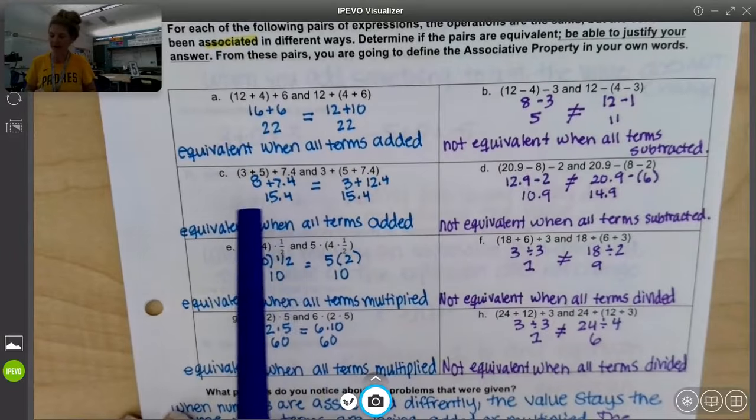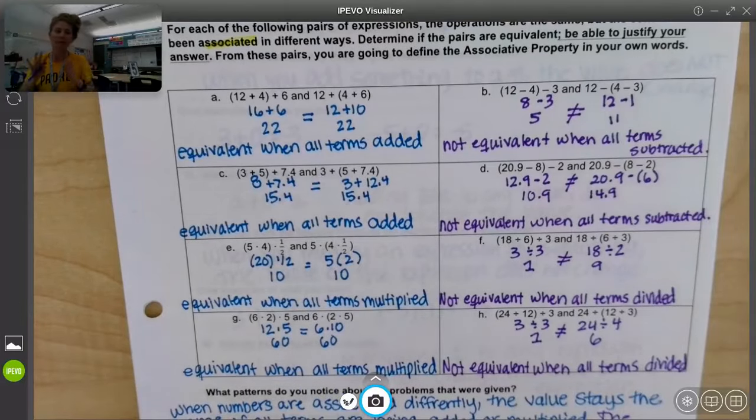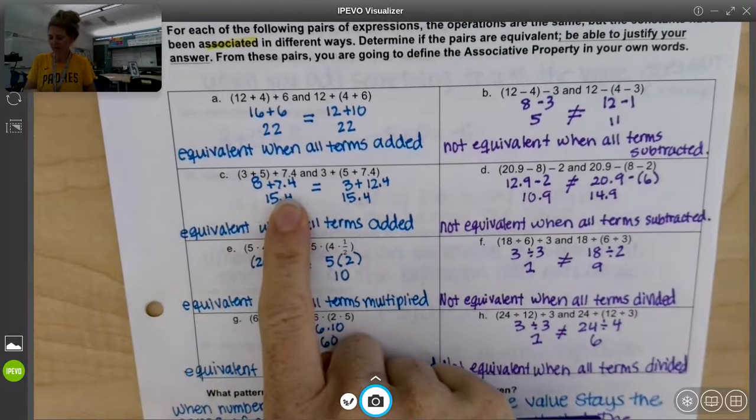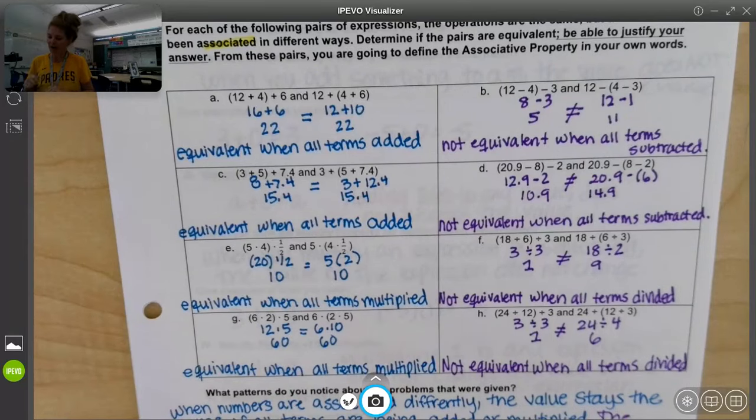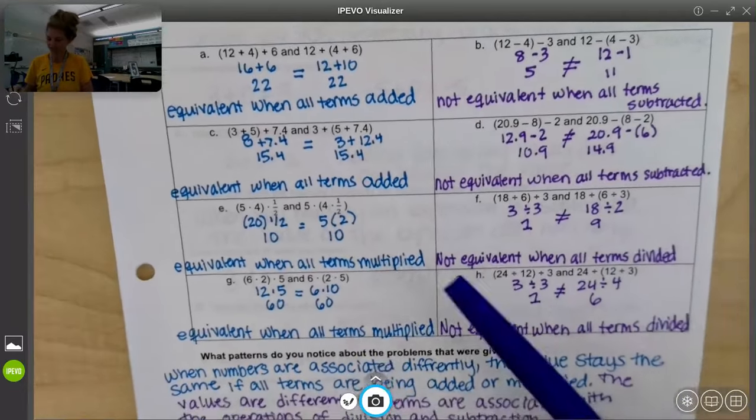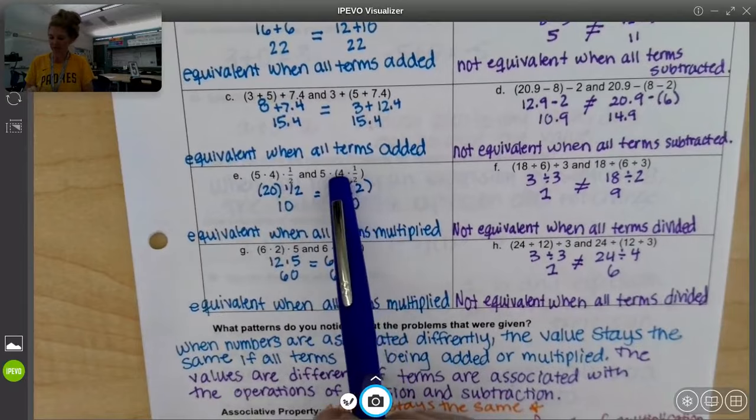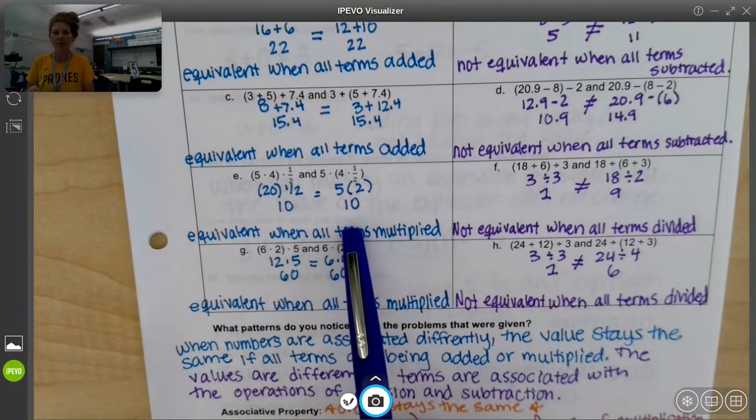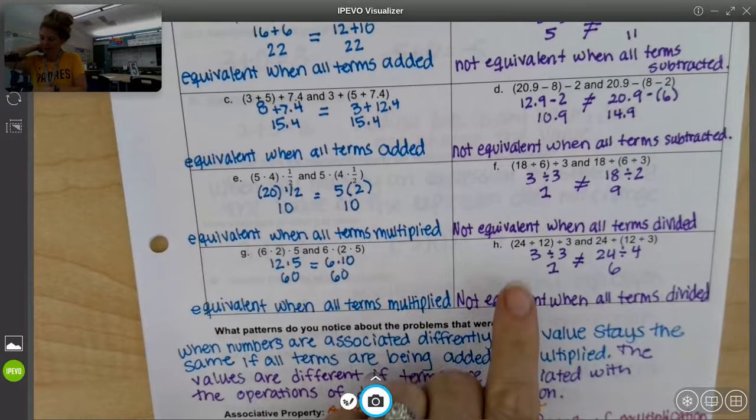What if all the terms are adding? Again, notice 3, 5, 7.4, 3, 5, 7.4. We are not moving the numbers, we're just moving those parentheses, the grouping of what we do first because of our order of operations. So if we do 3 plus 5 first and then add 7.4, that's the same as doing 5 plus 7.4 first and then adding the 3. It's equivalent when all terms are added. What about with subtracting? No, this does not work when it's subtracting. How about multiplying? If I do 5 times 4 first and then times 1/2 versus 4 times 1/2 first and then times 5, when we multiply all the terms together, we can change the grouping and the product stays the same. What about with dividing?